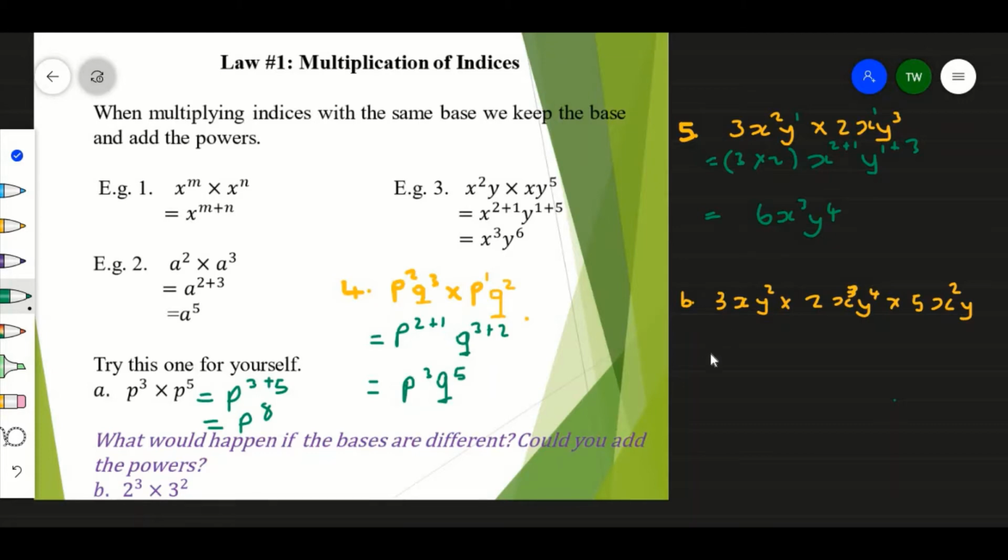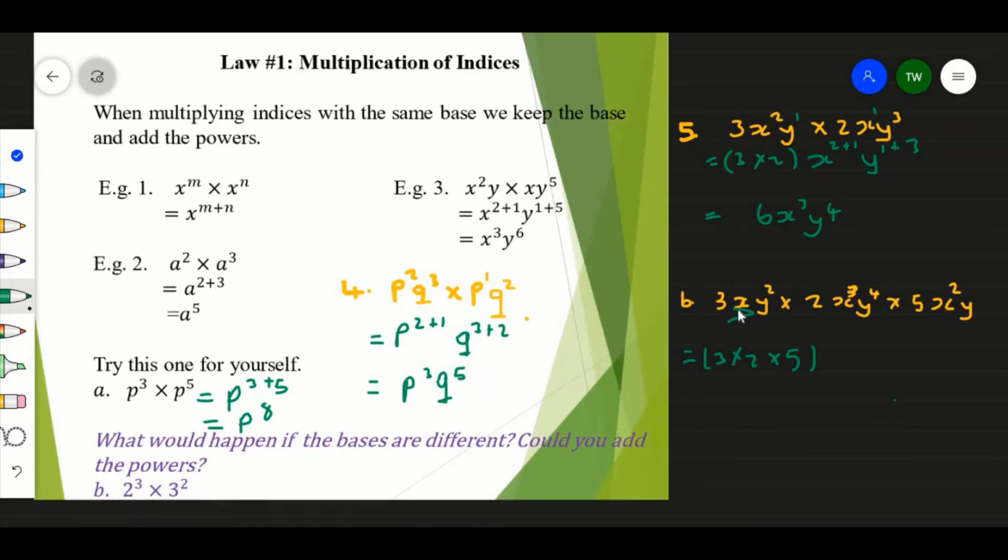Let's look at example number 6. We have 3xy squared times 2x to the third power, y to the 4th power, times 5x squared y. Alright? Again, we're going to multiply the coefficients together. So we're going to open a bracket and multiply 3 times 2 times 5, to close our bracket.